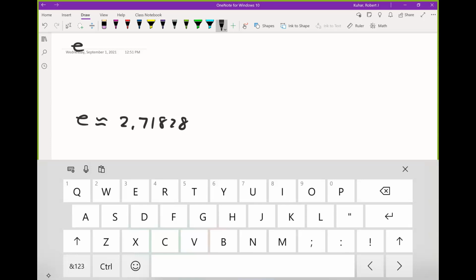It looks like there might be a pattern here, but there's not. 1828, 1828, and it goes on forever, right? And so this thing is called an irrational number. There's no pattern. It never ends, never repeats.